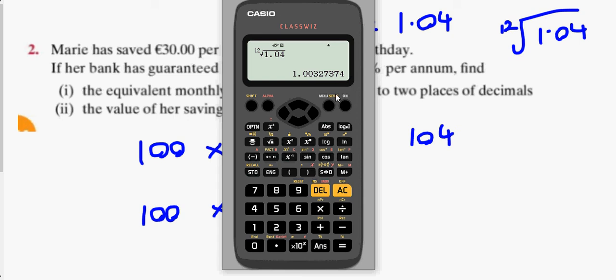Now, out of interest, does anybody know how to store this? What do you press? Shift and then STO. I don't think that's it, buddy. I think it's store, STO, alpha, A. Is that right?